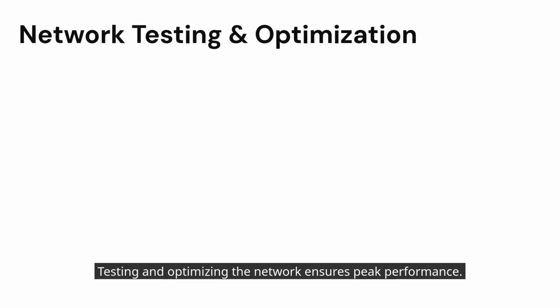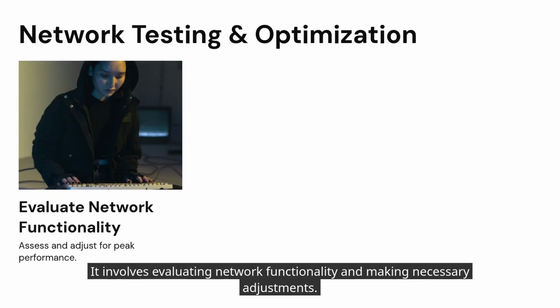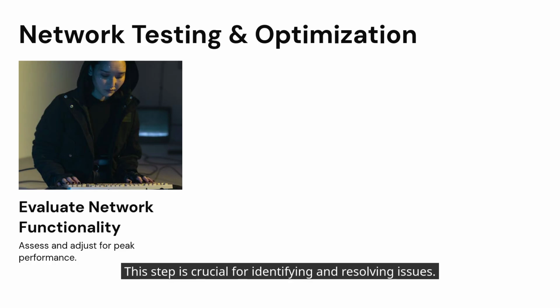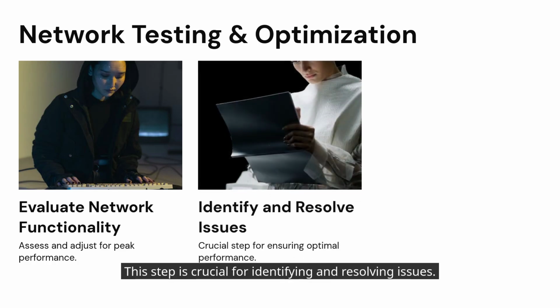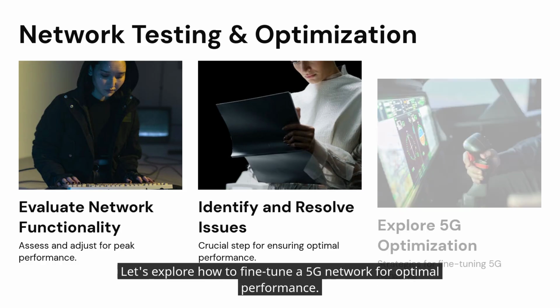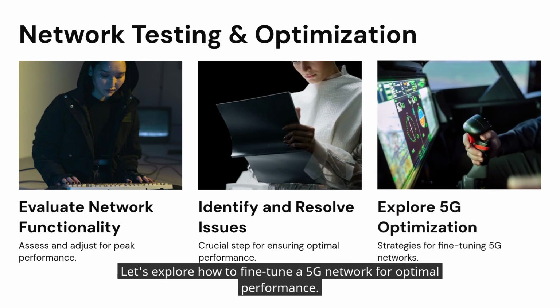Testing and optimizing the network ensures peak performance. It involves evaluating network functionality and making necessary adjustments. This step is crucial for identifying and resolving issues. In this chapter, we will discuss testing and optimization strategies. Let's explore how to fine-tune a 5G network for optimal performance.